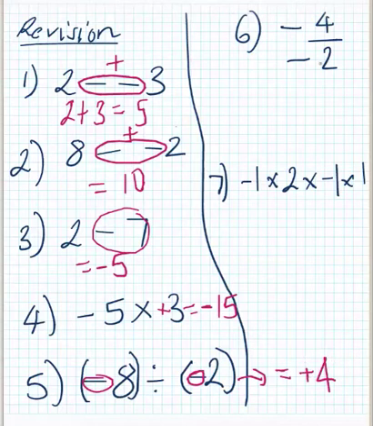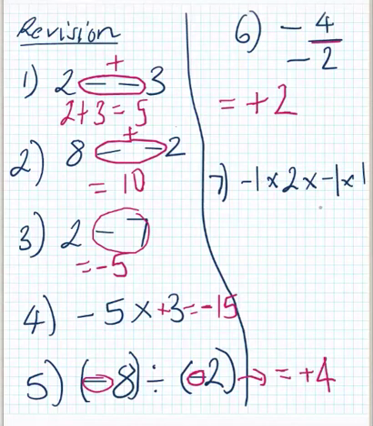Number 6, now don't be scared of a fraction. We know the vinculum, this fraction line here, simply means to divide. Now once again, what's happening is we've got negative 4 divided by negative 2. Two negatives divided together make a positive. 4 divided by 2 is just 2. Easy.